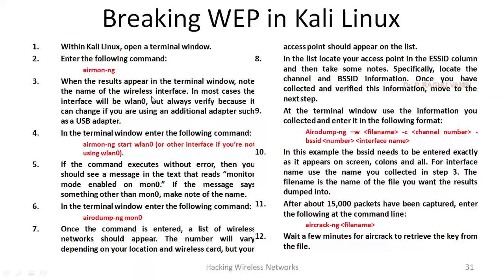That is wlan0 or something. So previously I told mon0, but it is not mon0, it is wlan0 in step 3. The file name is the name that you want to save the results, that is dump2. And capture about 15,000 packets, okay, or 20,000 packets.